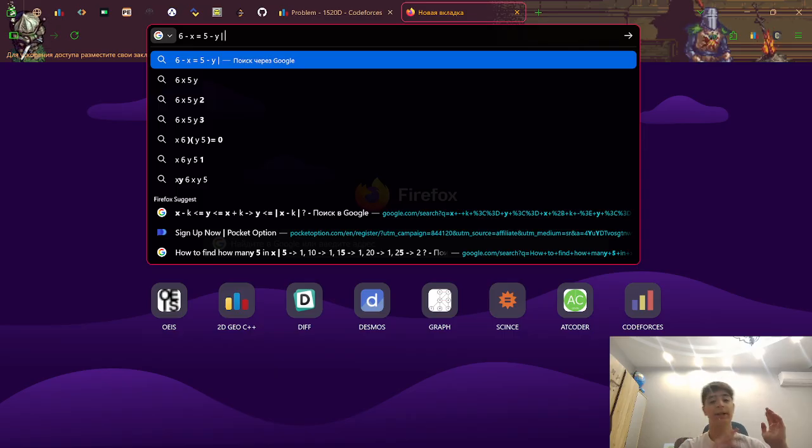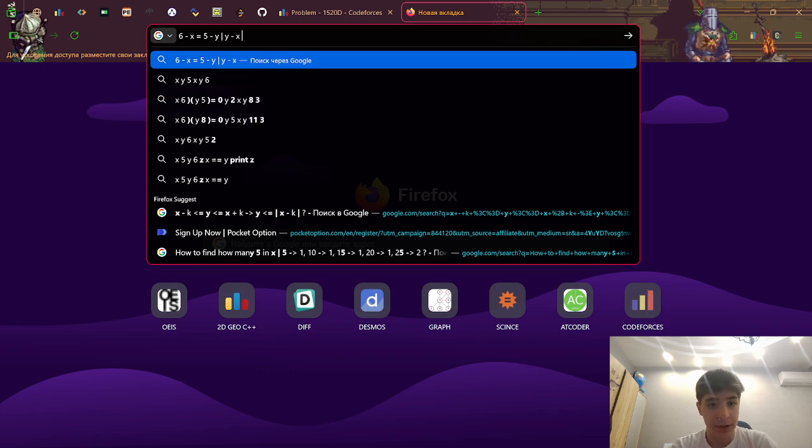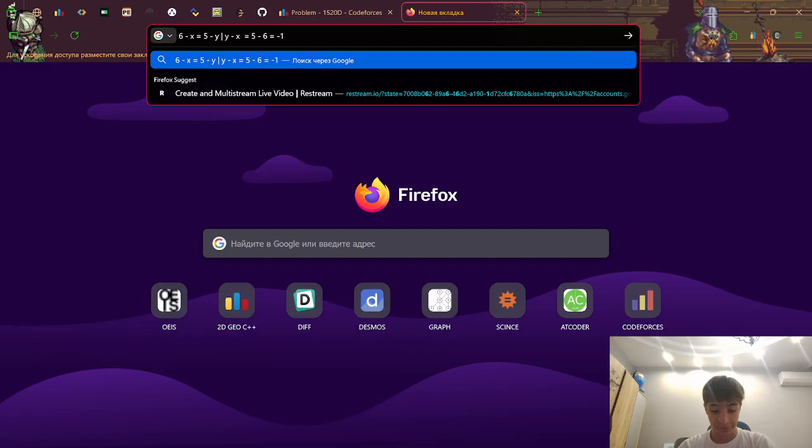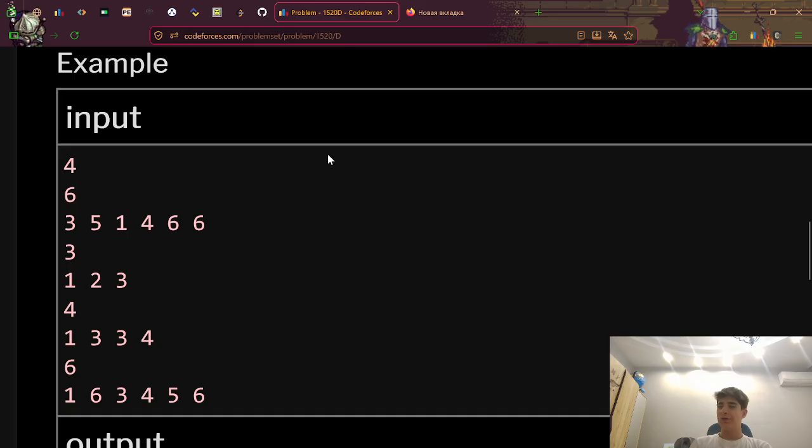x and y are going to be on the left side, and all known variables, 6 and 5, are going to be on the right side. So it's going to be y minus x equal to 5 minus 6, and from there we get minus 1. That's pretty interesting. And what to do next, I just don't know.